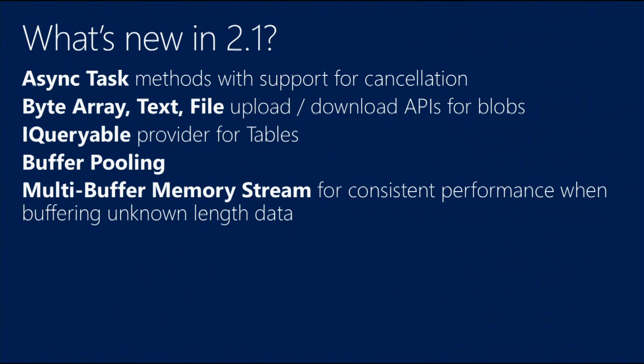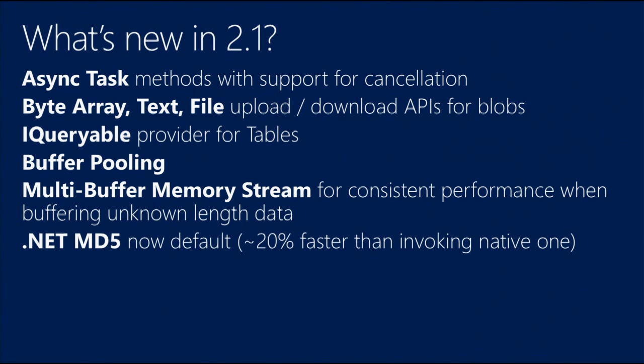We also have something that's called a multi-buffer memory stream. So during all of our performance runs, we identified a few bottlenecks in the .NET memory stream itself. And we'll cover a few of those in more detail later. But basically, this stream allows us to give consistent performance, even when the data length is unknown. And it plays nicely with the buffer pool. So again, we're reducing the time that your application spends in GC, which gives you more cycles to do more meaningful work, which should reduce the size of the VMs and the deployment you need to have.